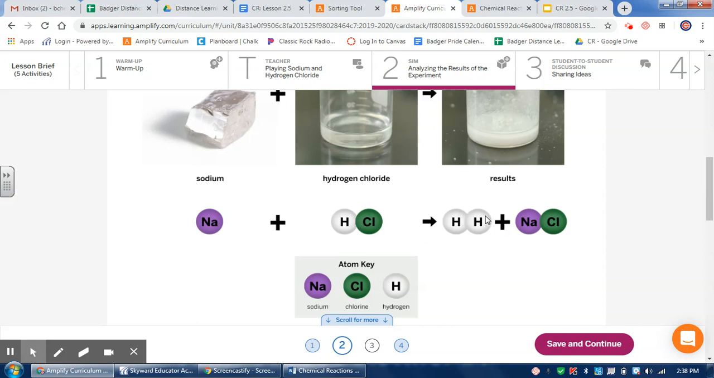But, and this is the big aha moment, the results were not actually one substance, it was actually two substances mixed together. So we had hydrogen, two hydrogen atoms connected together that made a new substance, and we had a sodium and a chlorine that rearranged and formed what's called sodium chloride.